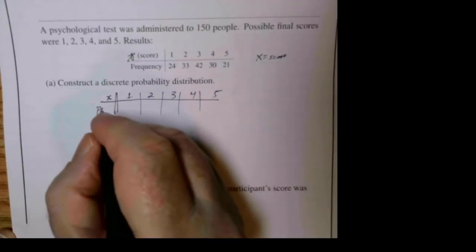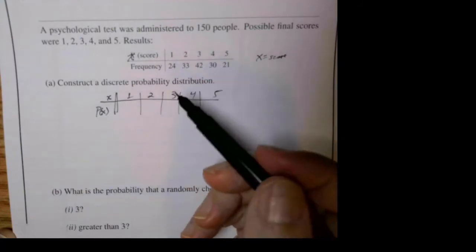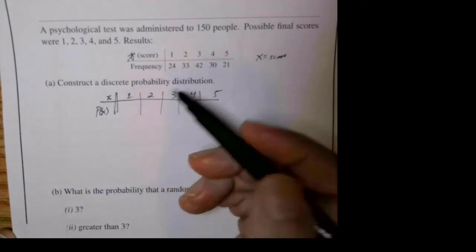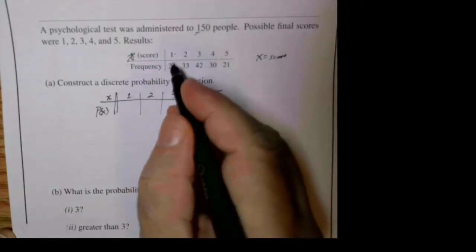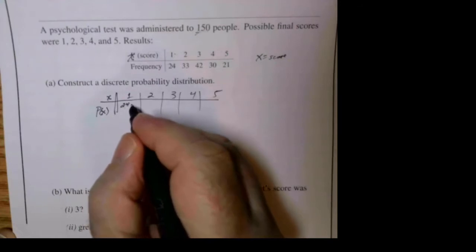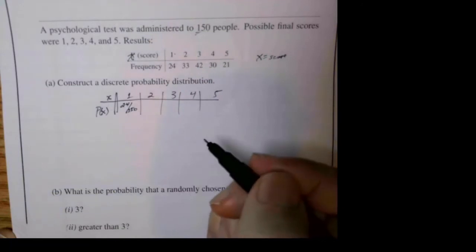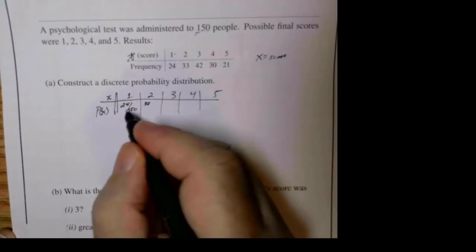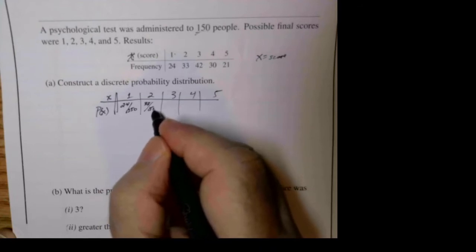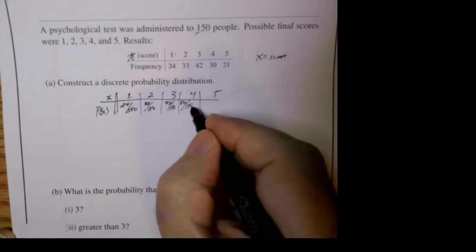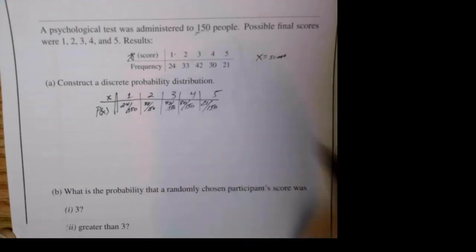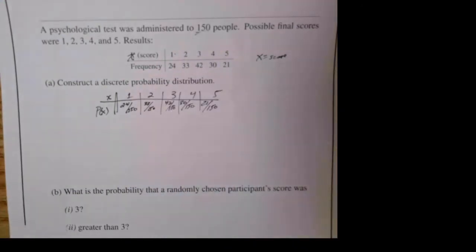And then we have to figure out the probability of each of these. The probability that the random variable has the value 1? Well, there are 150 people altogether. 24 of them had the score 1. So the empirical probability here of 1 is 24 out of 150. This one's 33 out of 150, 42 out of 150, and so on. Okay, not much to that. Let's do the next part.